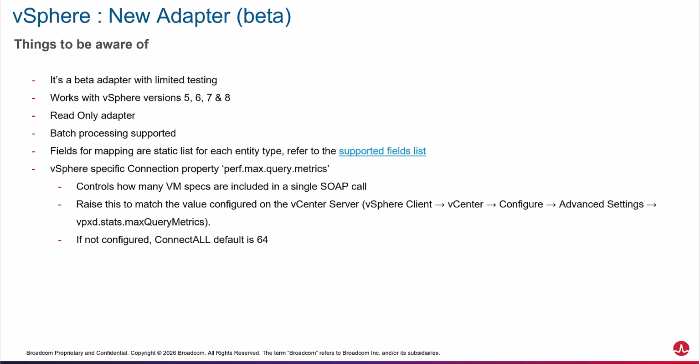Where you can change this in vSphere settings is mentioned here. If you go into the configure advanced settings against vCenter, you'll be able to change this max query metrics, in cases where we want to tune this to retrieve more specs in one SOAP call. So you will be able to use this connection property to override it, matching the number that's configured in the vSphere.